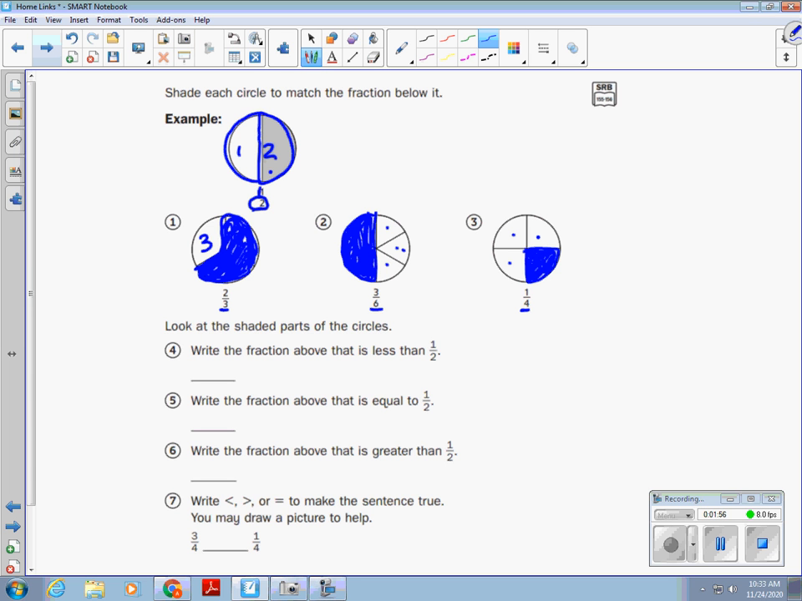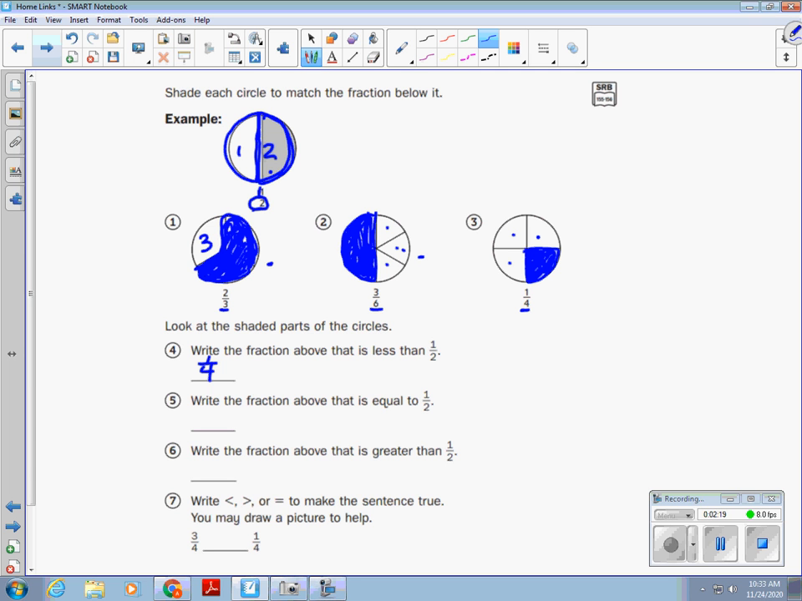Look at the shaded parts of the circle. Write the fraction above that is less than 1/2. Well, if I look at this, here's my 1/2, and this one here is more. This one's the same, so 1/4 would be less than 1/2.